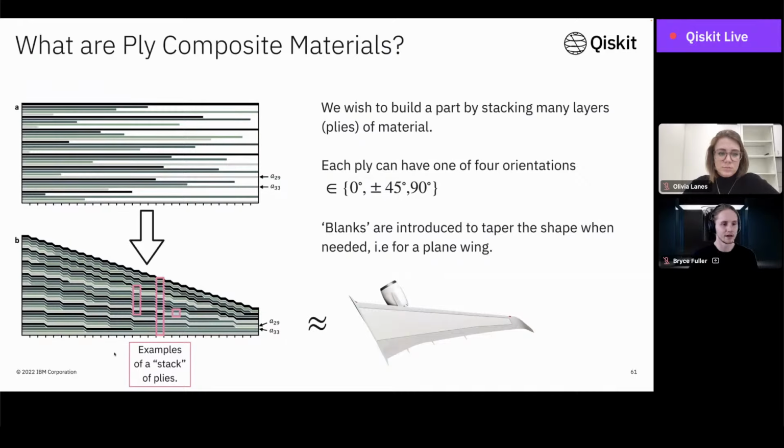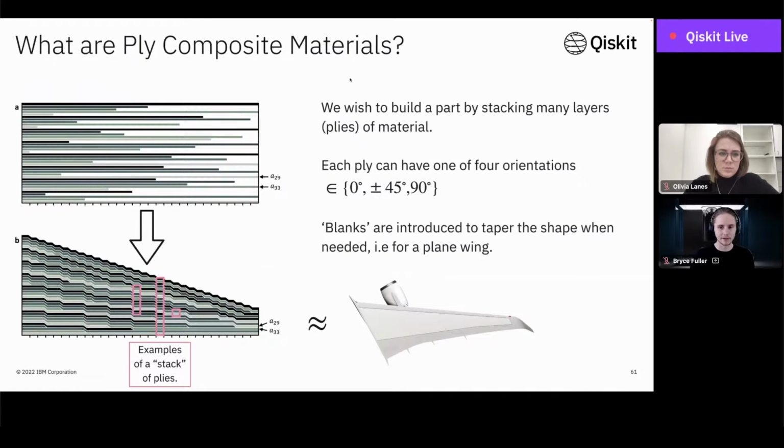You can imagine that Boeing is making airplane parts out of many layers of different kinds of plies, is what they call them, like sheets of some sort of material. And they have a machine that, given some specification, will go and lay down sheets in different places, and they have one of four orientations, right? So the sheets of whatever material can be oriented at 0 degrees, 90 degrees, or 45 and negative 45 degrees.